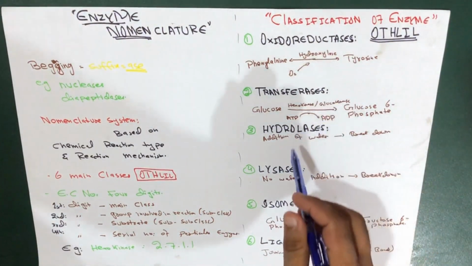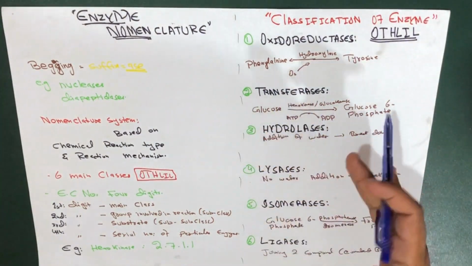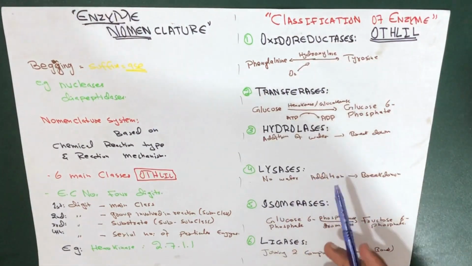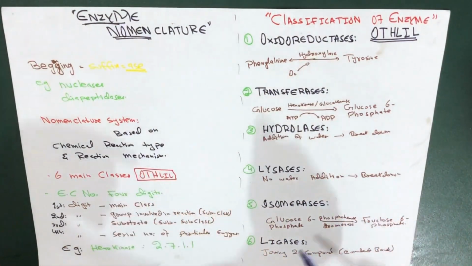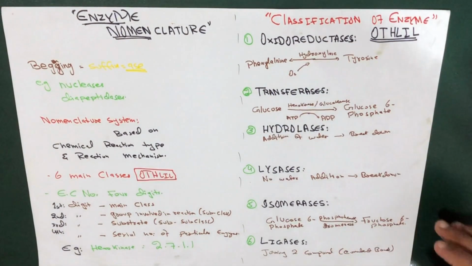So in the classification of enzymes, the first class is oxidoreductase. The second one is transferases. The third one is hydrolases. The fourth one is lyases. The fifth is isomerases. And the sixth one is ligases.